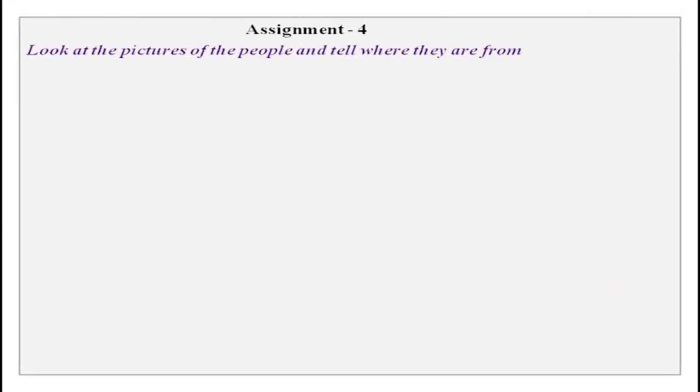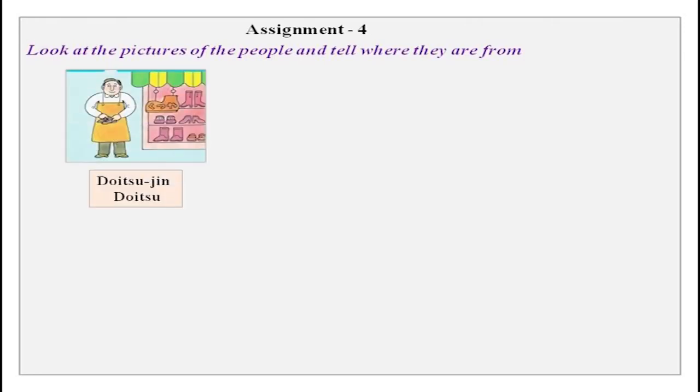Well, now I had given you some pictures, and from the pictures you were to tell where the person is from and what is the name of the person's country. So, well, you can see from the picture that this person is not Indian or Oriental and looks from either Europe or the US. So, over here it's written Doitsu, which is Germany, and Doitsujin, German. So, Doitsu kara desu, Doitsu jin desu.